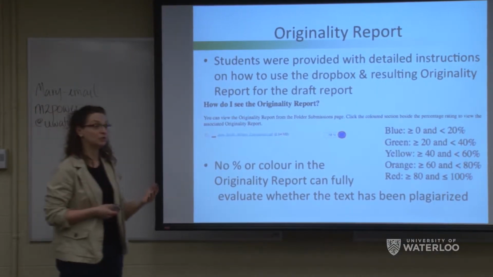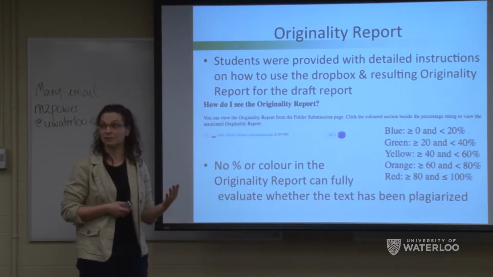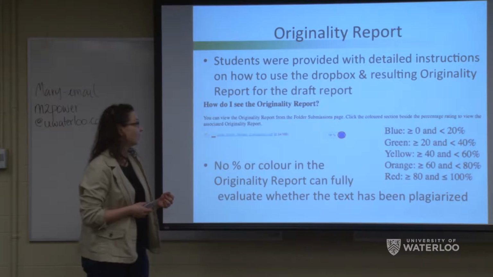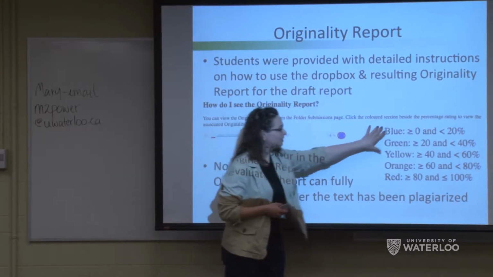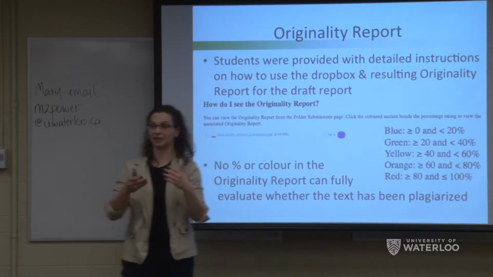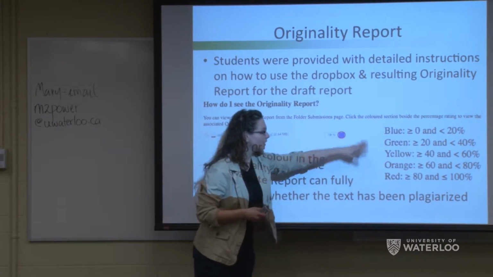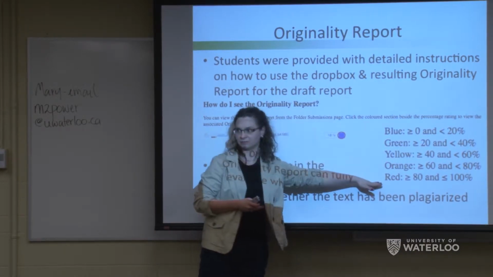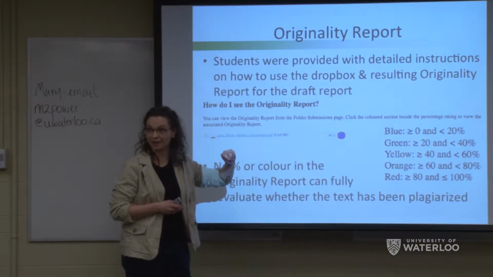And again, we do have these wonderful detailed instructions that we will be able to make available if anybody wants to take a look at them. The coloration would give you an idea of how much of that document matches outside text. So blue, sort of between 0 and 20, green, yellow, orange, and then red. Definitely lots of matching text within those orange and reds.